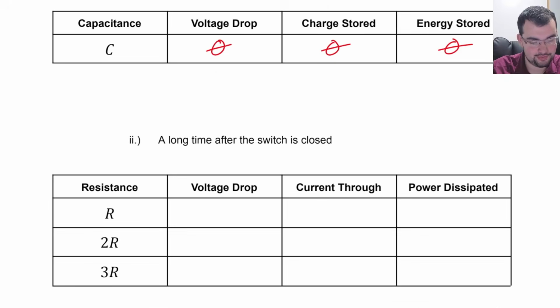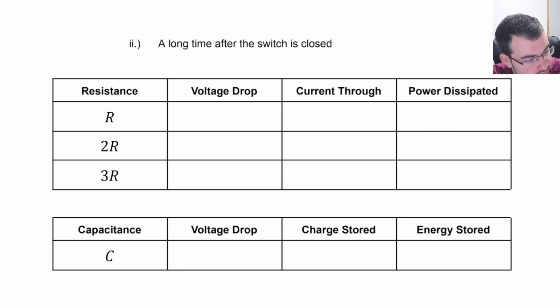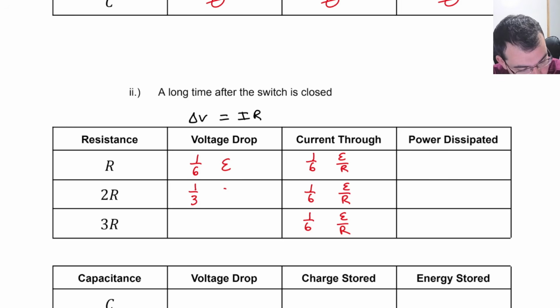All right, let's do long time. So long time, this is just a big old series circuit, and we said the equivalent resistance was 6R. So we found the Ohm's law current was 1/6 epsilon over R through everybody. Oh, this is going to look a lot like the last example with those numbers, isn't it? So our voltage drop we can just get with delta V equals IR. So we get 1/6 of the battery voltage, then 2/6 of the battery voltage, which is a third, then 3/6 of the battery voltage, which is a half.